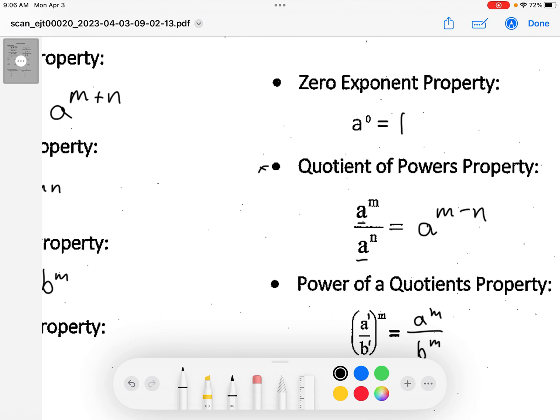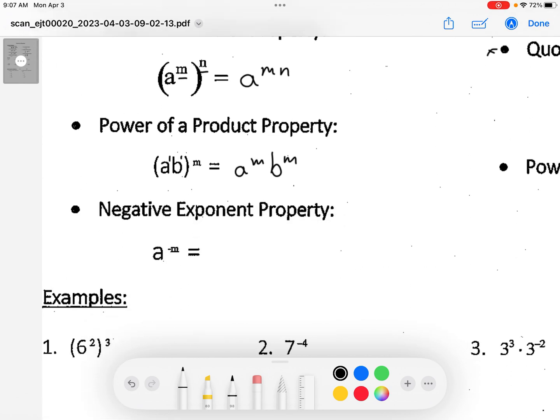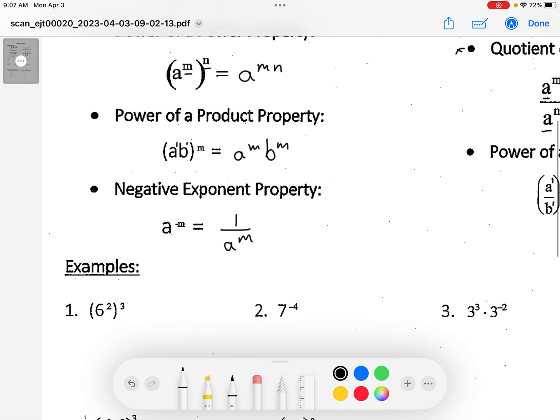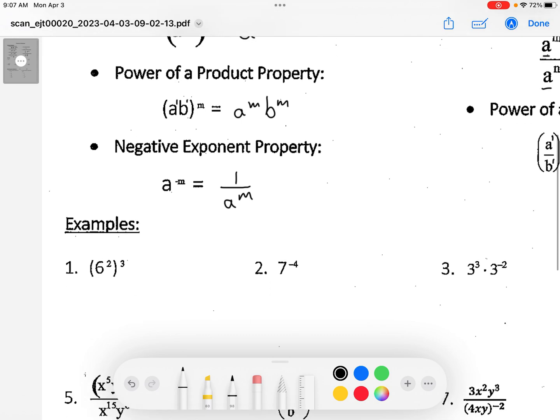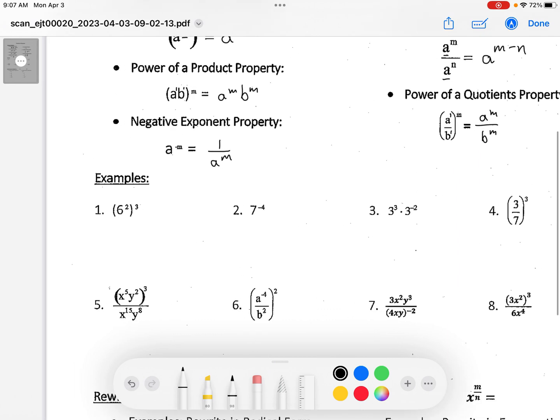A to the 0. Anything to the 0 power is not 0. It's 1. Okay? And then the negative exponent property: anytime you move a number with an exponent across the division line, the fraction bar, you change the exponent sign. So instead of a to the negative m, we have 1 over a to the m. Okay, so that's how we make it positive. We just move it. So now the examples are just based off these 7 properties up here.